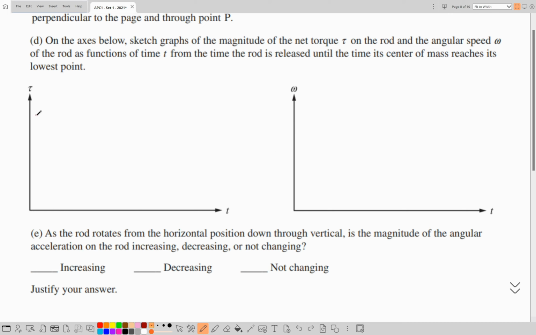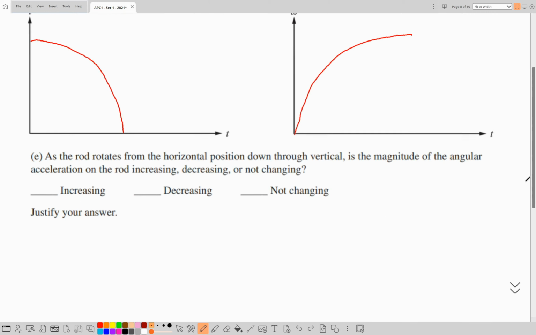So the torque would be something like this, and the angular speed would be something like this. So as the center of mass reaches the lowest point, which is basically the equilibrium position.